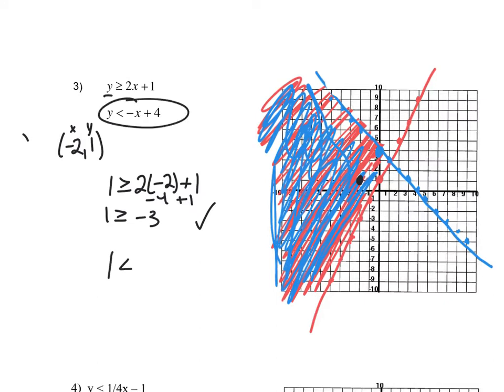And then the second one, plug it into this. 1 is less than -2 plus 4. Is 1 less than 6? Yep. So that one checks out too.